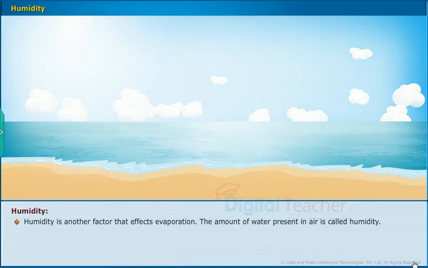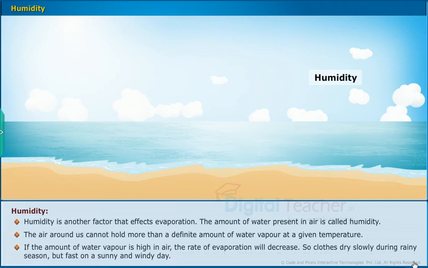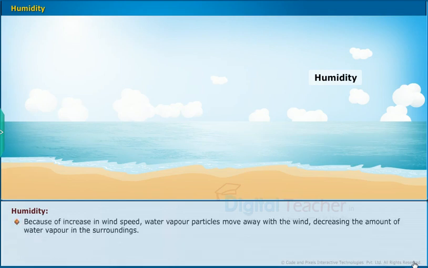Humidity is another factor that affects evaporation. The amount of water present in air is called humidity. The air around us cannot hold more than a definite amount of water vapor at a given temperature. If the amount of water vapor is high in air, the rate of evaporation will decrease. So clothes dry slowly during the rainy season, but fast on a sunny and windy day. Because of increase in wind speed, water vapor particles move away with the wind, decreasing the amount of water vapor in the surroundings.